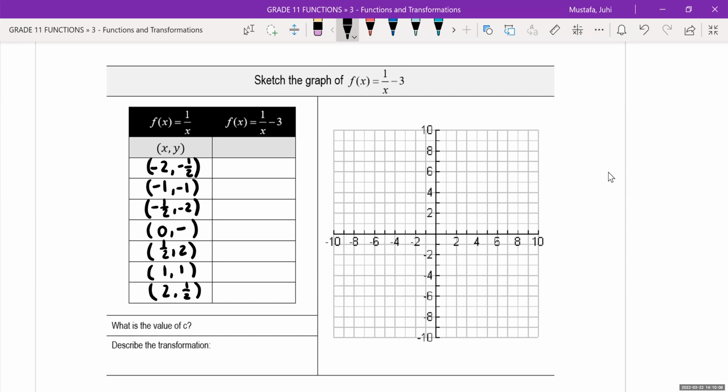It's just a dash to show it's undefined. And remember, this is our parent function right here. And we're not going to graph it.